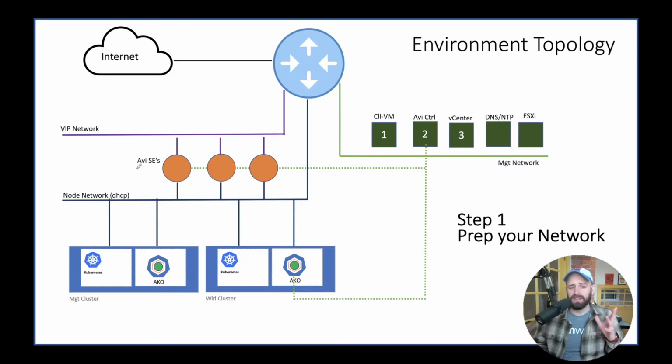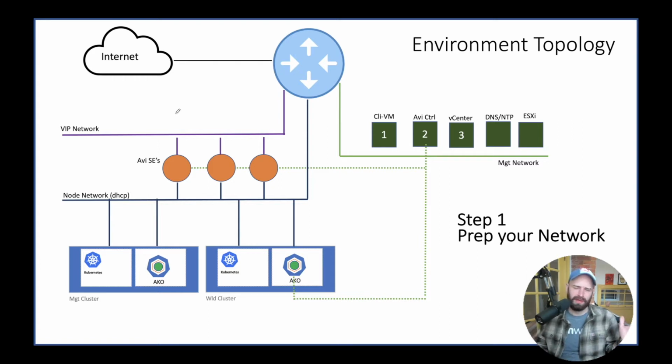Past that, there are a lot of different topologies supported. I think some people will probably deploy their service engines on the same network as their nodes. I believe that's supported, but I've chosen to have a dedicated VIP network for my service engine. So what you're going to see is my VIPs are sitting on a different subnet than my nodes. I kind of like this model because I can just have a separate network for my VIPs and for my nodes. It makes more sense.